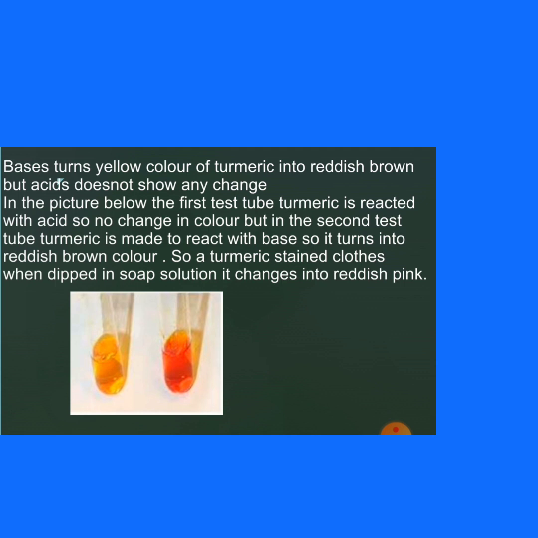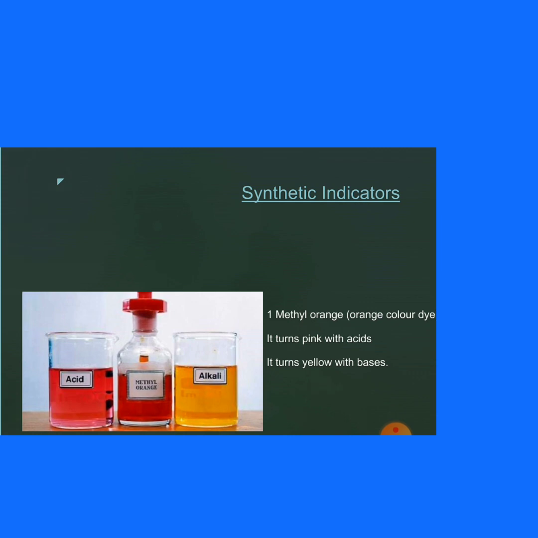Now child, we have the next one as the synthetic indicators. We have to study in detail three synthetic indicators. Number one, methyl orange. You can see child, the methyl orange turns pink with the acid, and it turns yellow with the base. You can see in the diagram, alkali is nothing but a soluble base. So methyl orange is a colored dye which changes into pink with acid, and it changes into yellow with the base.